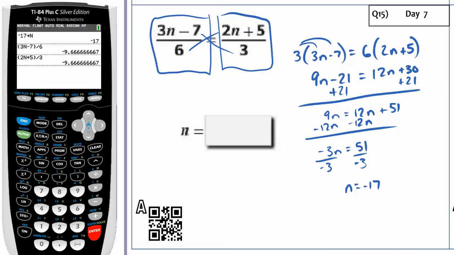So I know for a fact that n equals negative 17 is the right answer, and when I type that in on the SOL, I'll be confident that I'm right.